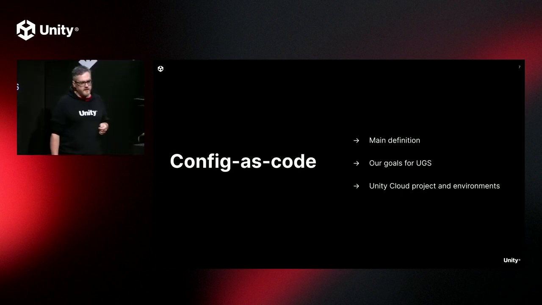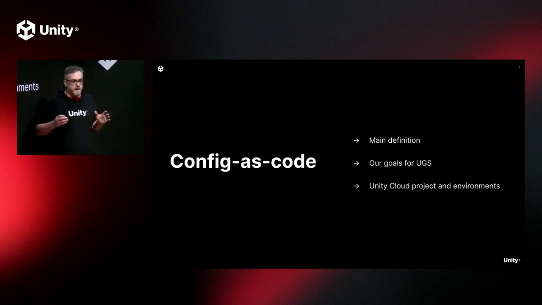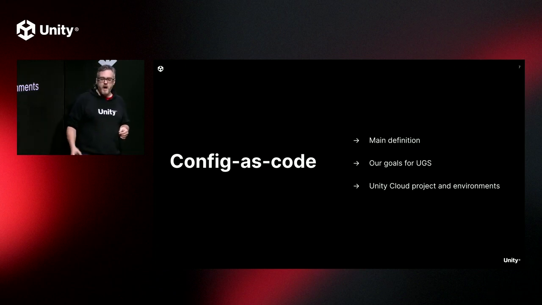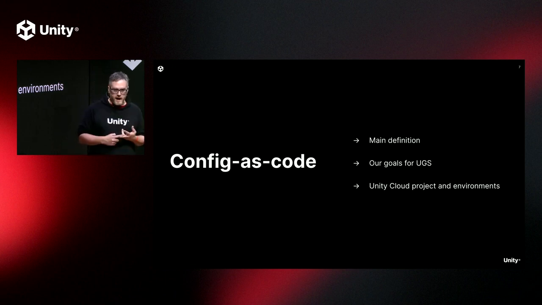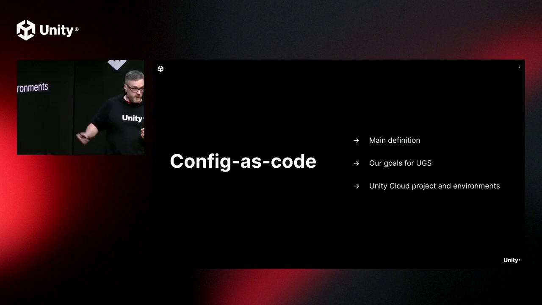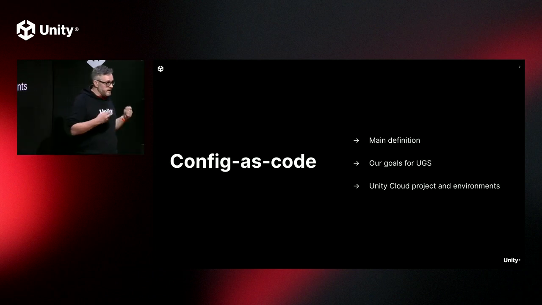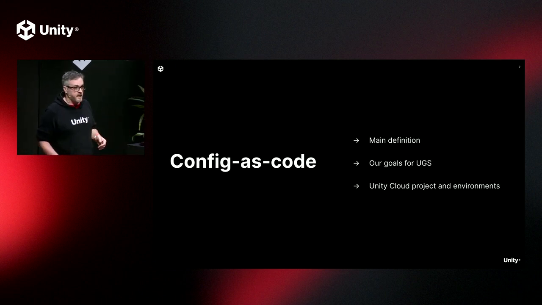Configuration as code, as I mentioned it. Let's start with the main definition. It is the formal migration of configuration between environments backed by a version control system. Our goal for UGS, we want your experience of working with live services to feel exactly as if you were working with regular code and regular assets. You're going to work on multiple cloud projects. You're going to work on multiple environments. So configuration as code is going to enable us to transfer configuration between environments and or projects, or even projects from a different organization very easily.